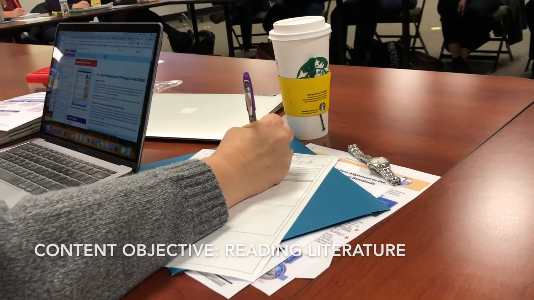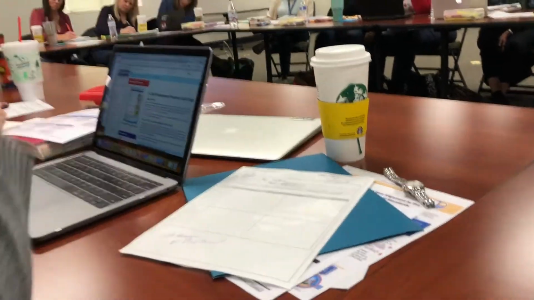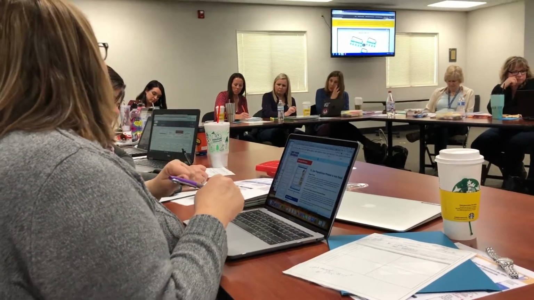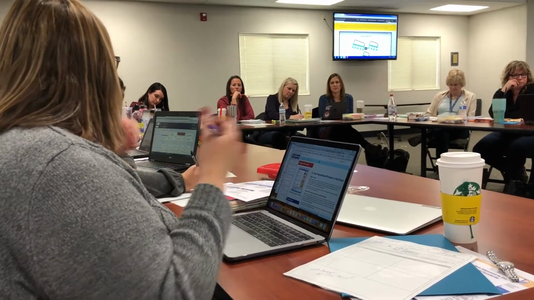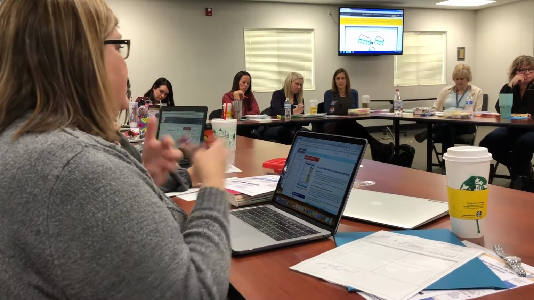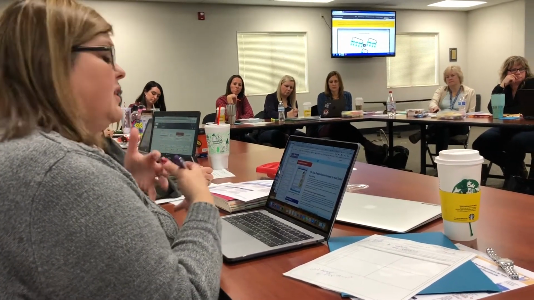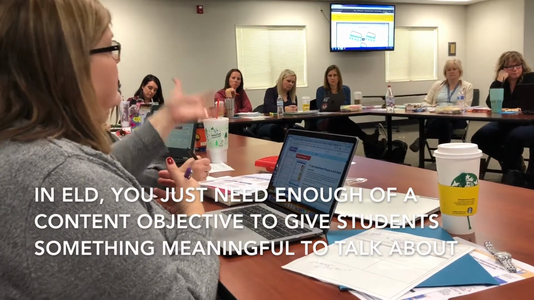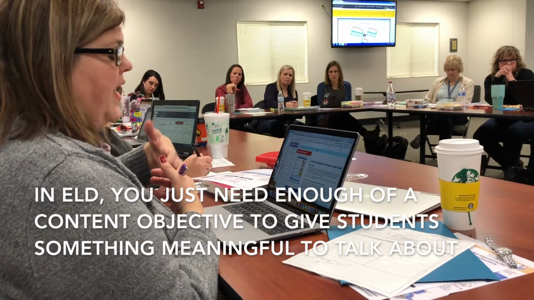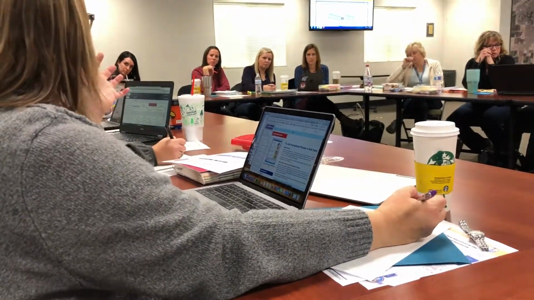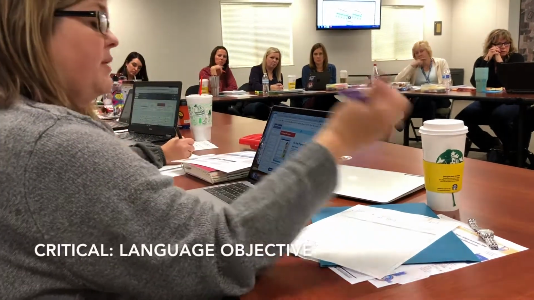Now, if this were an ELA lesson, I would go into a lot of detail about what's my content objective there, because I want to find main idea, or I want to use description for the character. And I'm going to dig into those ELA standards. But this is not an ELA lesson. This is an ELD lesson. So basically, I just have to have enough of a content objective to give my kids something meaningful to talk about, okay? So I'm just going to say reading literature, and I'm not going to spend a lot of time on that because I just know that that's what I'm using.